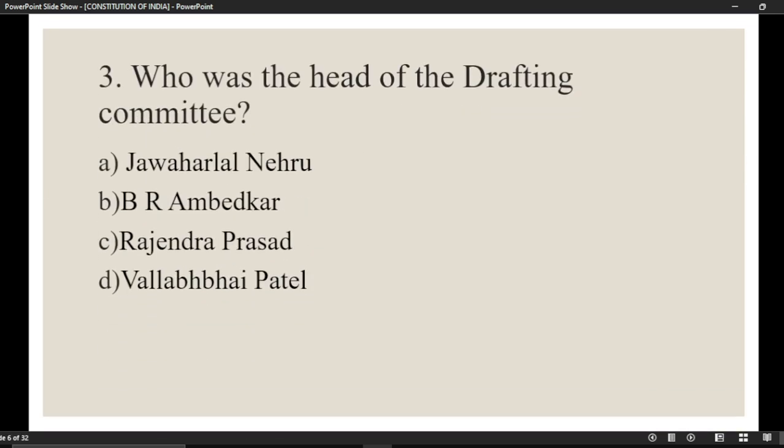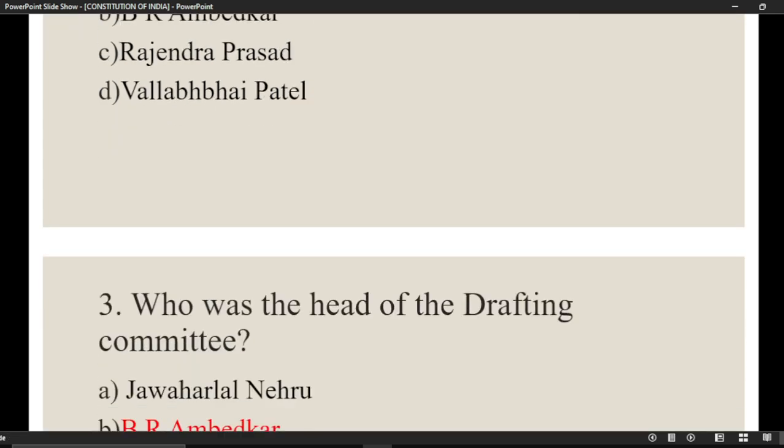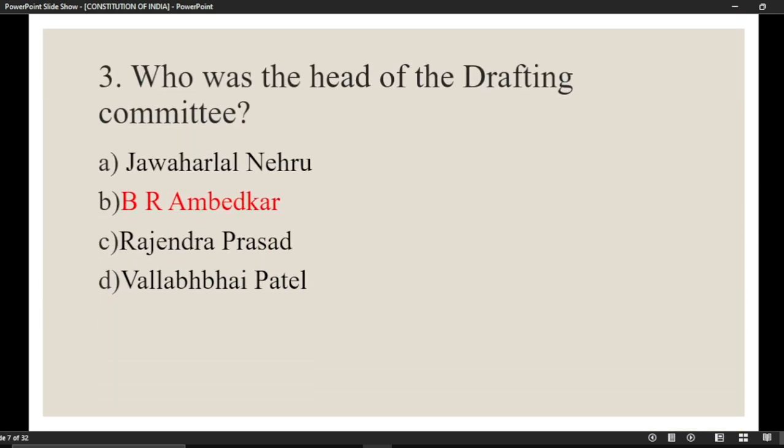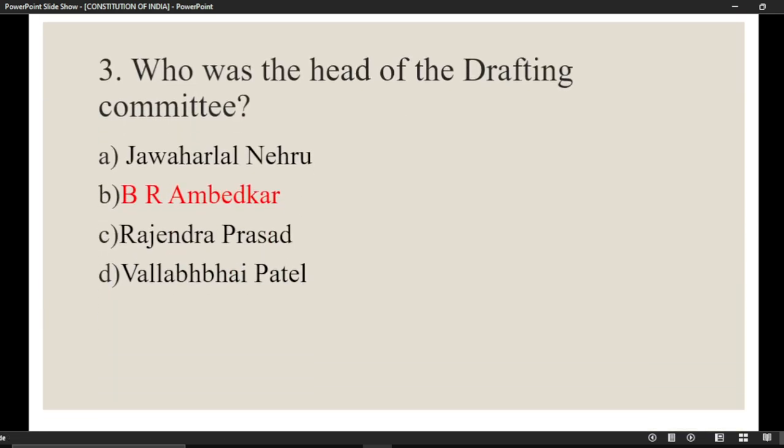Next question is, who was the head of the drafting committee? The options are Jawaharlal Nehru, B.R. Ambedkar, Rajendra Prasad or Vallabhbhai Patel. The correct answer to this question is option number B, that is Dr. B.R. Ambedkar was the head of the drafting committee.